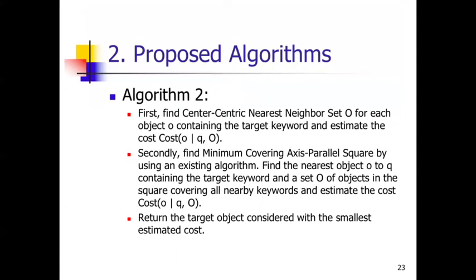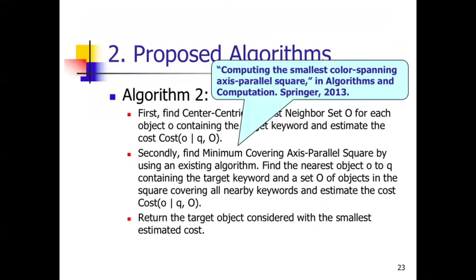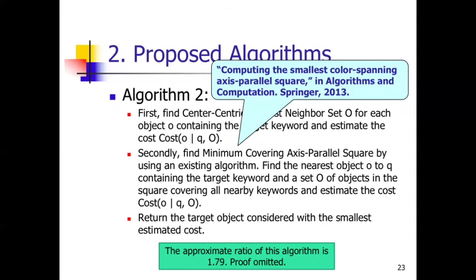In algorithm 2, we first find the center-centric nearest neighbor set big O for each object o containing the target keyword and estimate the cost of o given Q and big O. Then we find the minimum covering axis parallel square by using an existing algorithm, and find the nearest object o to Q containing the target keyword and the set big O of objects in the square covering all nearby keywords, and estimate the cost of o given Q and big O. Finally, we return the target object considered with the smallest estimated cost. The approximation ratio of this algorithm is 1.79.